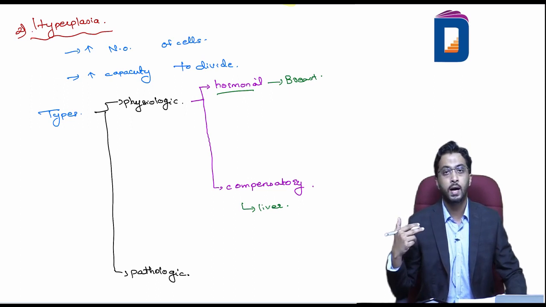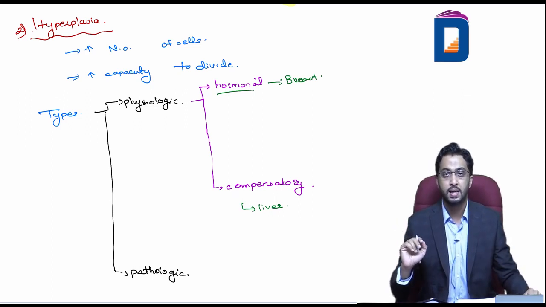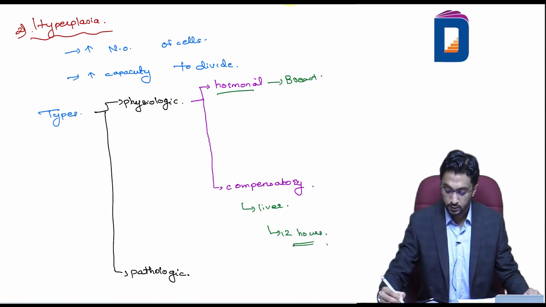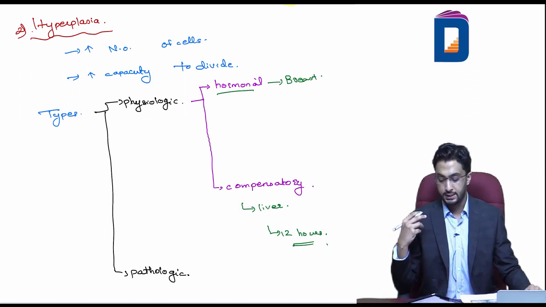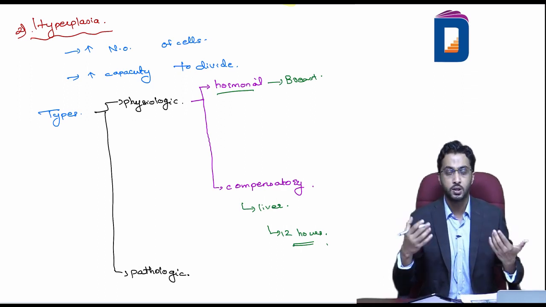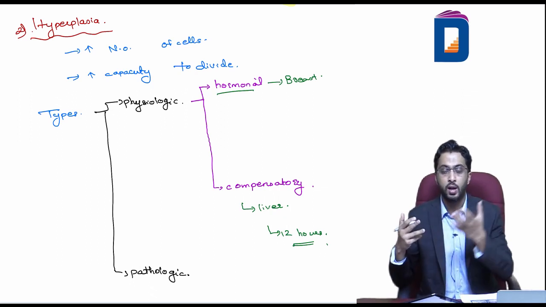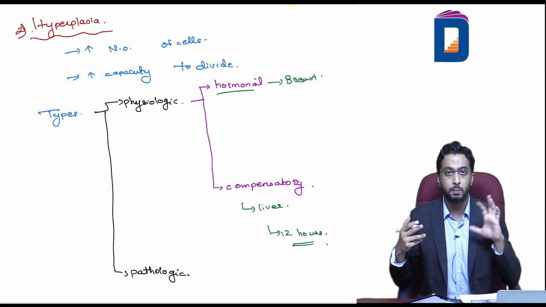Even if 80% of the liver is removed and only 20% is remaining, after 12 hours, which is very important to note, you can see hyperplasia, an increase in the number of cells, in the liver. So that is compensation. A piece of liver is removed and it is compensated by hyperplasia. So hormonal and compensatory are both physiologic. It doesn't need to be pathologic.